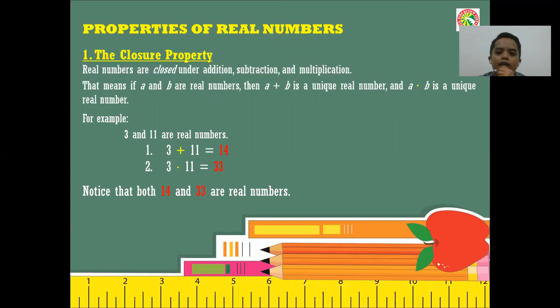unique value. Another example, when you add 5 plus 6, there is a unique value which is equal to 11. Likewise, when you multiply 10 times 5, then there is a unique value which is equal to 50. That is the closure property.